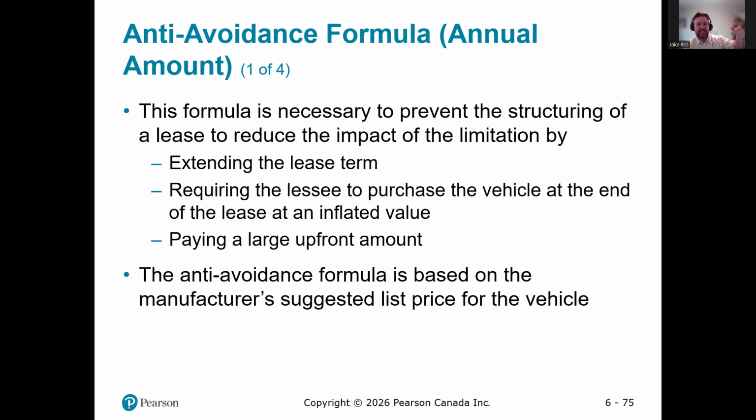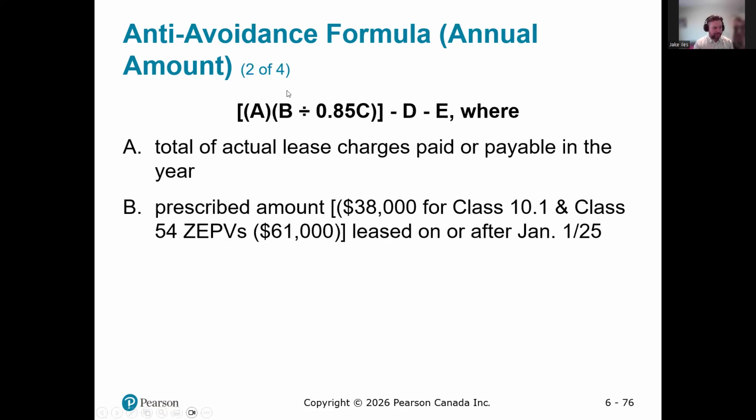So I say, okay, let's make the lease 8 years and I'll put $1,000 down. Well, now my lease payment is $1,070. Now I'm under that $1,100. Boom. I can now deduct the full amount. I have the same car and it's now fully deductible. So the government doesn't want you to reach those limited monthly rates just by changing up the details of your lease, whether extending the term, requiring a repurchase at the end of the lease, or paying a large upfront amount. So the anti-avoidance formula ignores the lease structure and looks at the actual price of the vehicle.